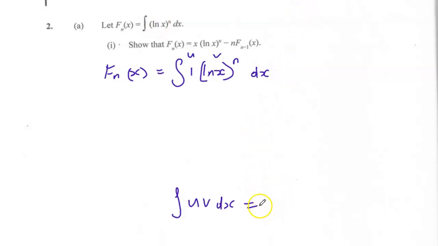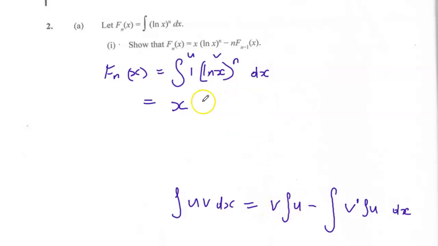So the rule I'll be using is: first v times the integral of u, minus the integral of, differentiate v and put back the integral of u dx. So matching this, we integrate u, which is 1, and I get x, and I put back the v, which is ln x to the power of n, minus the integral of v prime. Now what do we have as v? We have ln x to the power of n as v. So I'm going to differentiate this.